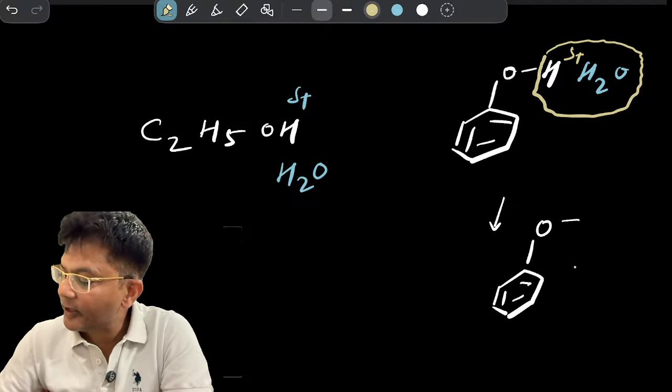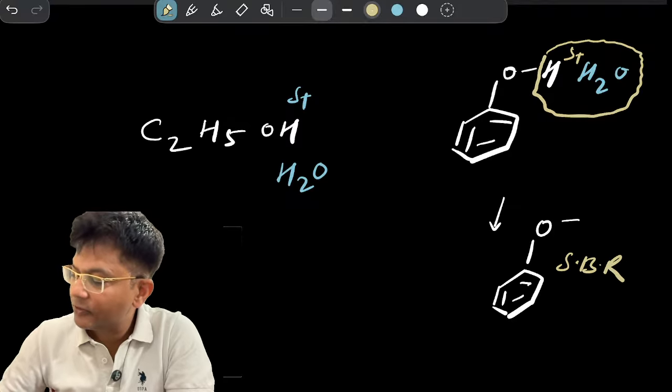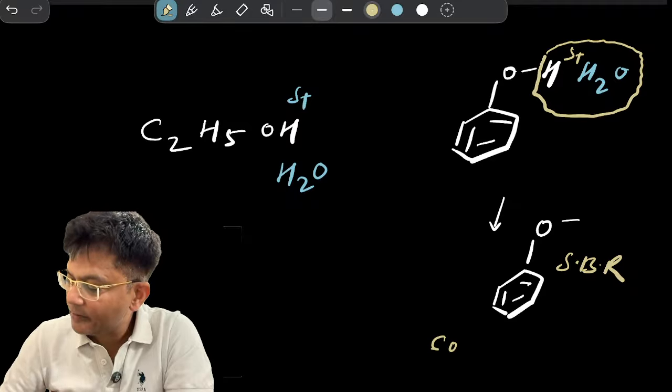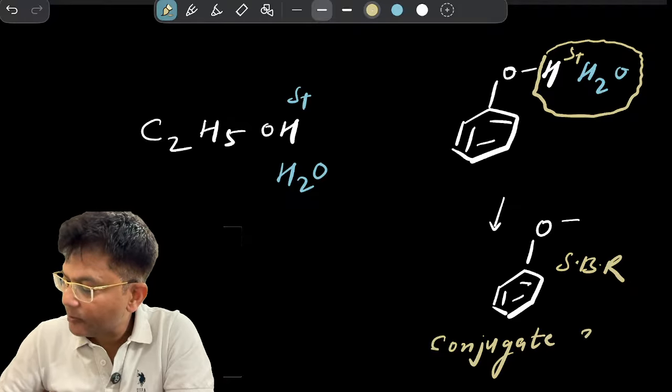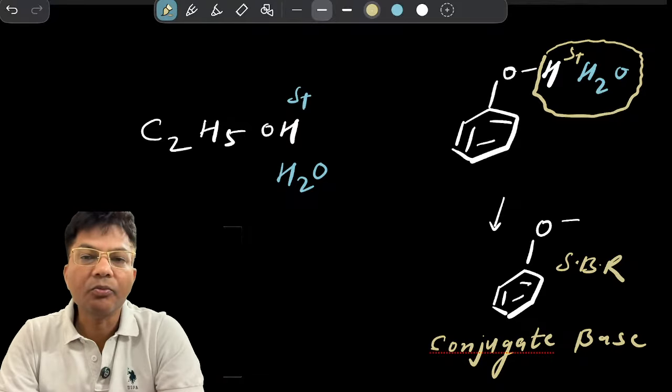Now there is resonance. It is stabilized by resonance. This is the conjugate base. Shiva, you are absent, you are not punctual. That's why Baba has become old and weak. This is the reason that Baba is looking old and weak. It's because of you only.